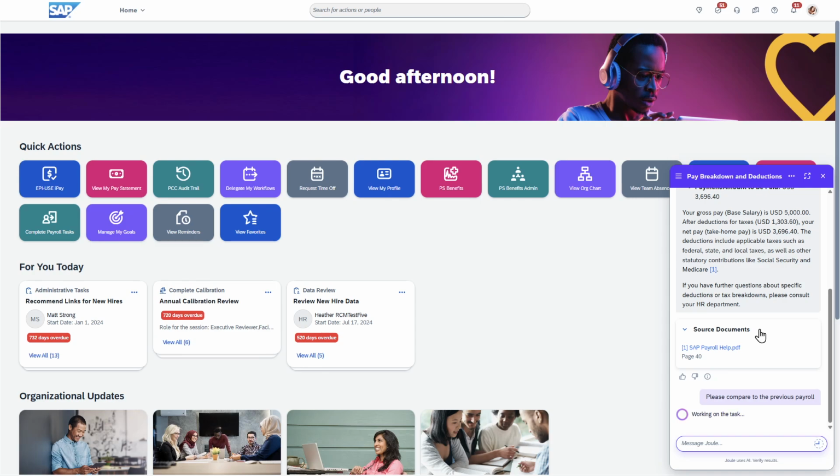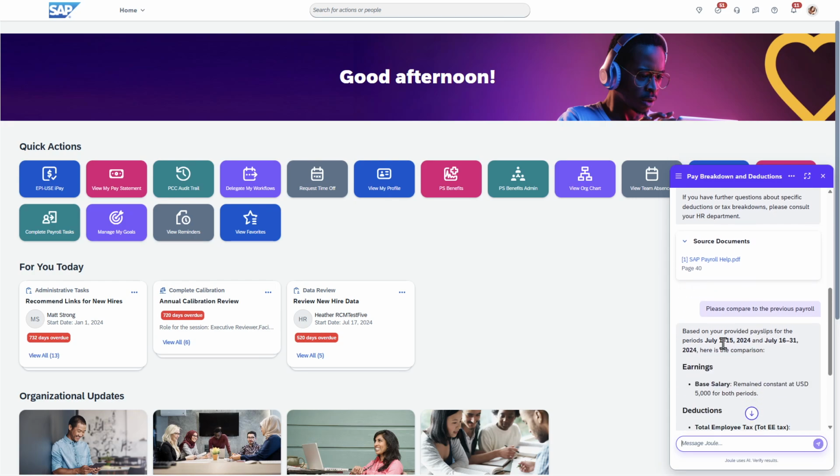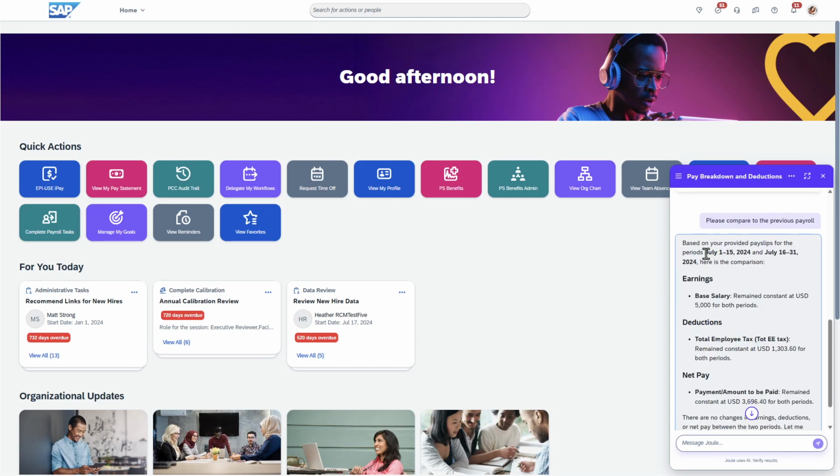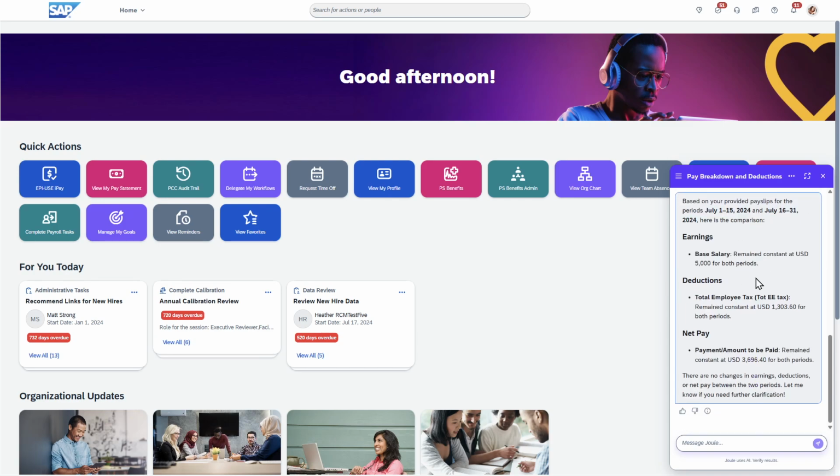So now if they want to understand where some differences are coming from, the whole idea is that now a person doesn't have to go in and investigate this and then type up an email and respond. It's right there in the system and they can do it. And you can see it goes ahead and pulls in the data from the past two periods now. It says, in this case, it stayed constant because I didn't have any changes.